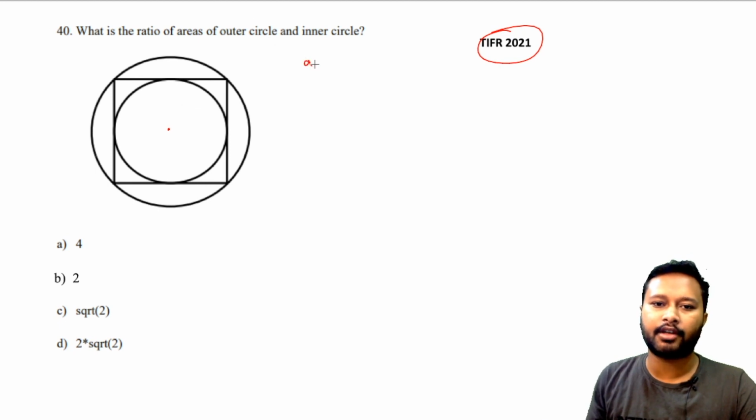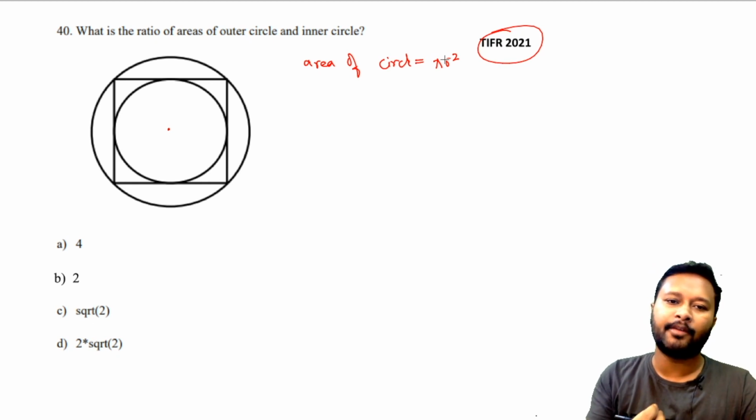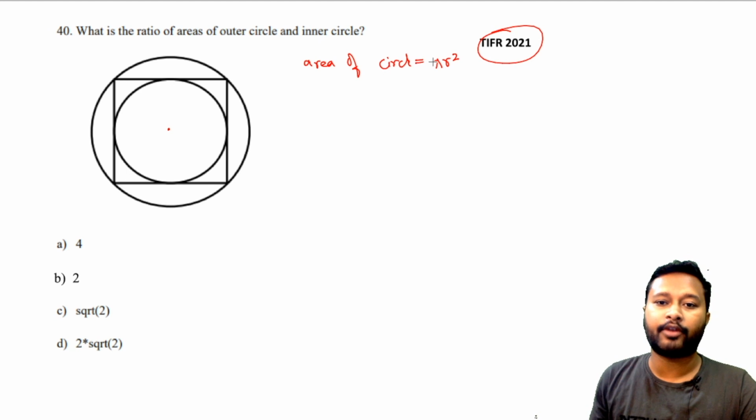Now, the area of a circle is given by the formula pi r square. So you need to find out the radius of both the circles in order to find out the area and then the ratio. So the basic way of doing it is, let's consider this square as ABCD. If ABCD is a square, let the length of each side be 2a. So all these sides are going to be 2a.